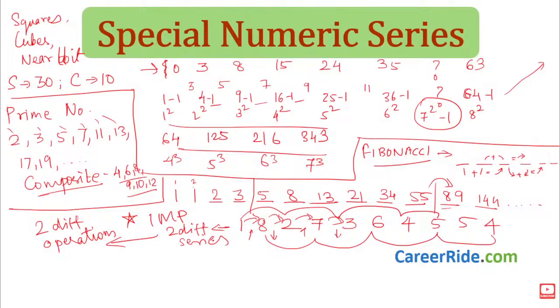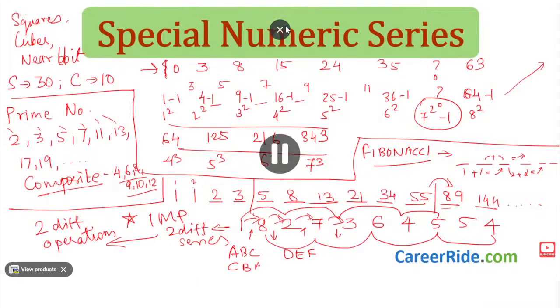Apart from this, say if you are not able to understand how to solve a sum, what you need to do is just break the number and analyze each number individually. That also we are going to see. It might also happen that say if a series is A, B, C, D, E, F, instead of giving directly A, B, C, they might write C, B, A.